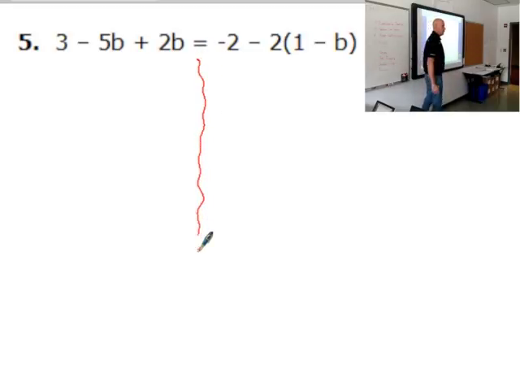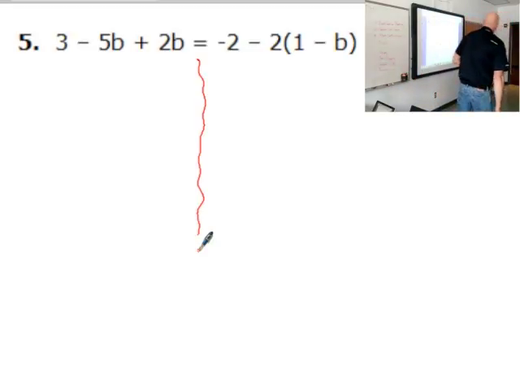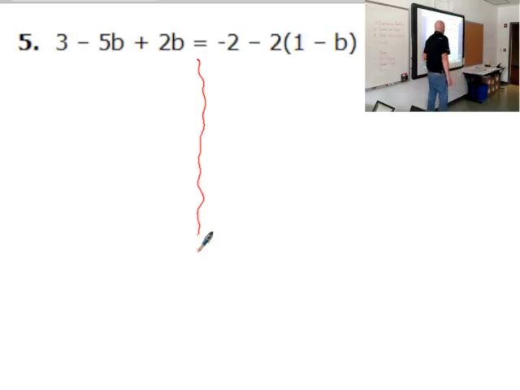Does it matter what side we start on? No, it doesn't. In reality, it doesn't. But where do you guys want to start? Do you want to start on the left-hand side or the right-hand side? Right side. Okay, we'll start on the right-hand side. This is good because I want to see what your answer is.